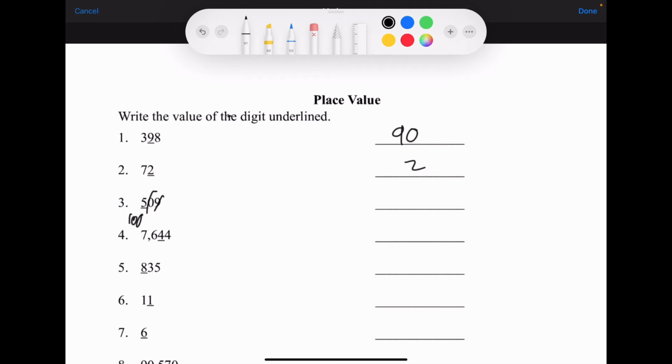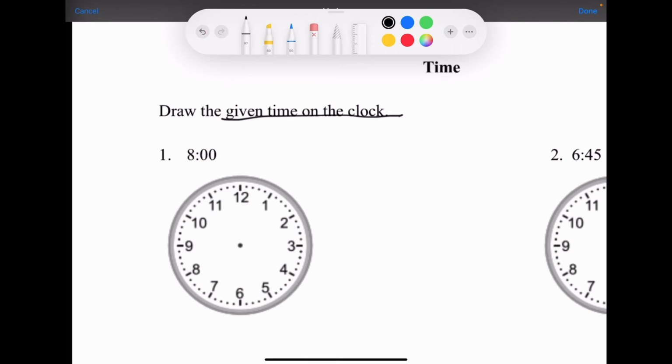And then 5 times 100 is 500. But if you don't know multiplication yet, it's okay, because you can just see here that's 5. And then if it's in this place, then you can add 2 zeros. If it's in the second place, you can add just 1 zero. And if it's in the third place, you don't have to add any zeros. So hopefully that makes it a little easier on the clock, right?